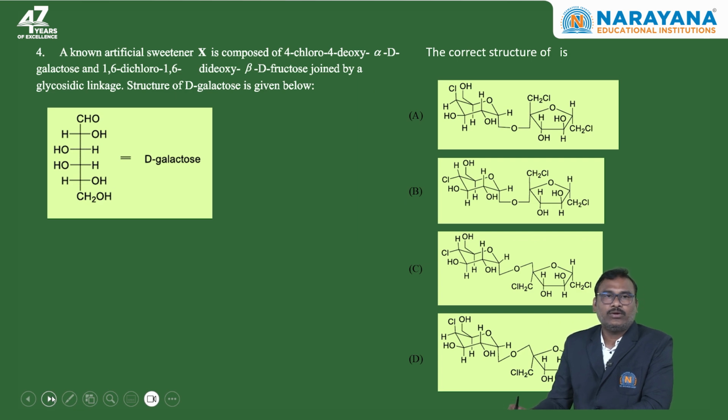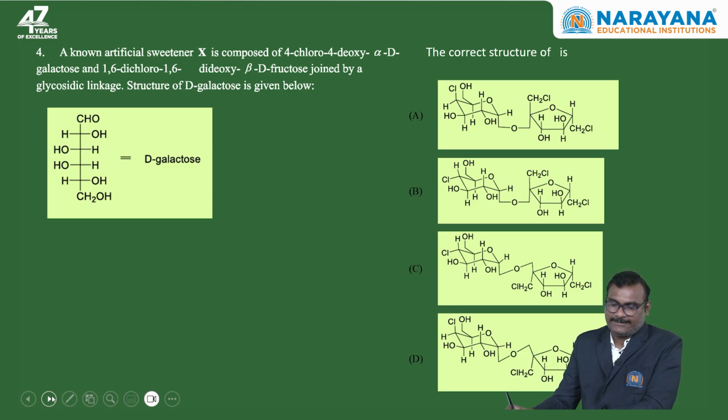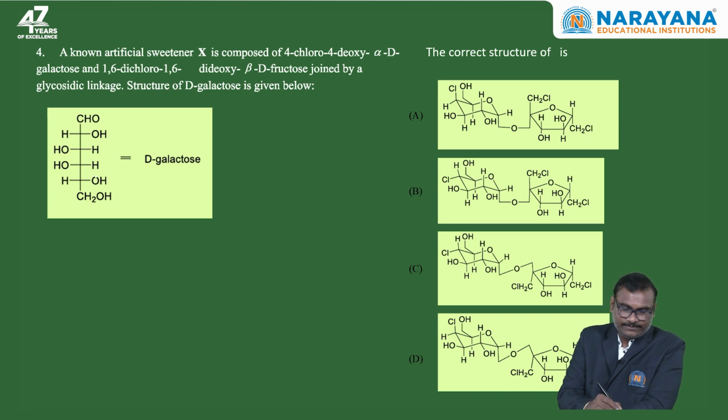A known artificial sweetener X is composed of 4-chloro-4-deoxy alpha D-galactose and 1,6-dichloro-1,6-dideoxy beta D-fructose joined by a glycosidic linkage. Then the structure of D-galactose is given below. So, based on this galactose structure, we have to frame the artificial sweetener X from the given data. Yes or no? 4-chloro-4-deoxy alpha D-galactose. For this, it was given that, yes, it is going to be there. Then we are getting alpha D-galactose.